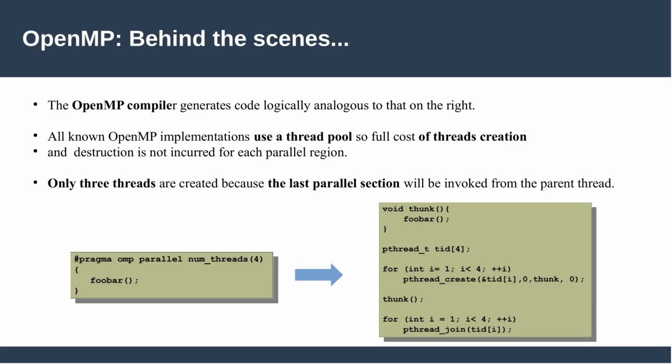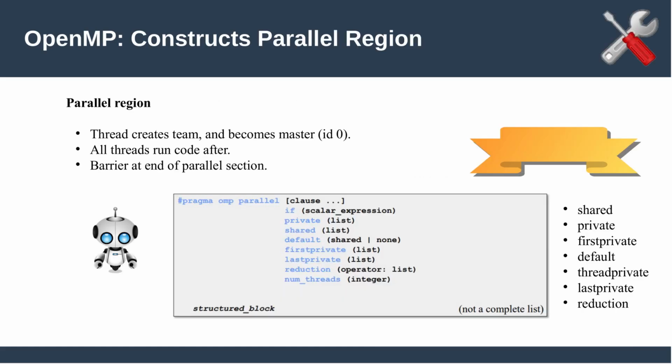OpenMP compilers generate code similar to the example shown, utilizing a thread pool to avoid the overhead of creating and destroying threads for each parallel region. Typically, only 3 threads are created, as the last parallel section is executed by the parent thread, optimizing performance and resource management. In a parallel region, a thread forms a team, becoming the master with ID 0. All threads execute the subsequent code, concluding with a barrier.